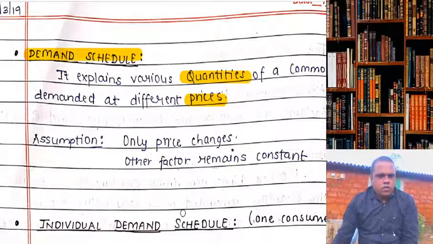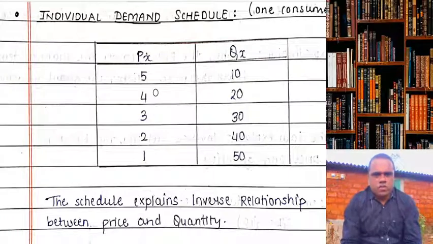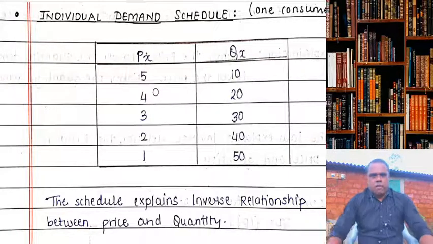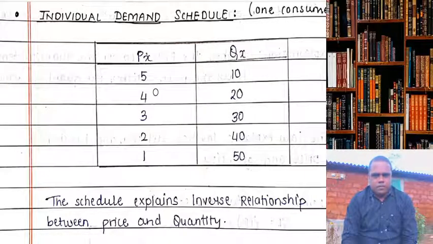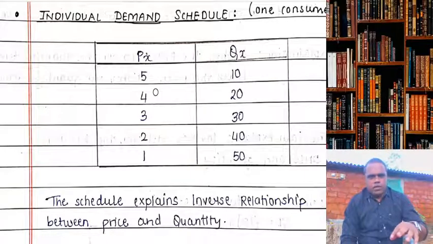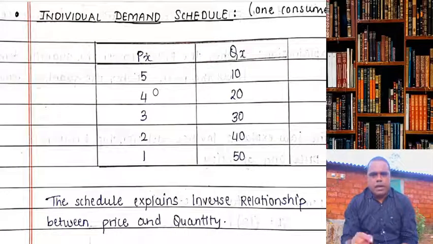Now, coming towards the tabular presentation of this particular thing, individual demand schedule. So we need to understand two things here. There are two types of demand that we have. एक होता है individual demand, एक होता है market demand. Individual demand is the various quantities of goods and services which are demanded by an individual consumer from the market at different prices during a given period of time.